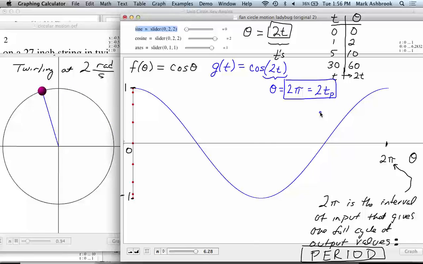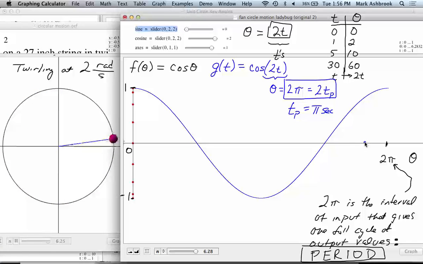And then what will that be? So now we're solving for the period. T sub p is just divided by 2? Pi. So now what are the units on that? Pi what? Is it seconds? Or is it radians? It's a time, right? It's an input value. It's a time. It's seconds.